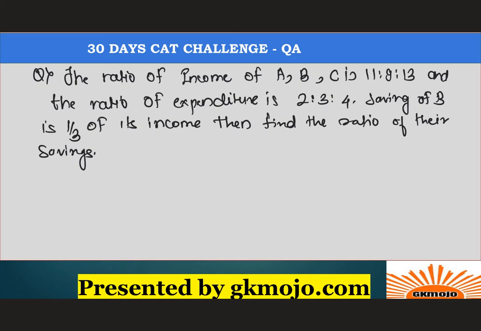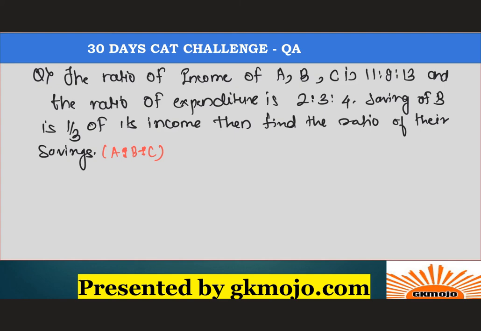Ratio of income of A, B, C is 11 is to 9 is to 13, and the ratio of their expenditure is 2 is to 3 is to 4. Saving of B is 1/3 of its income. Then find the ratio of the savings. Many students think their savings means A plus B. All right, this is what you need to find. A is to B is to C.